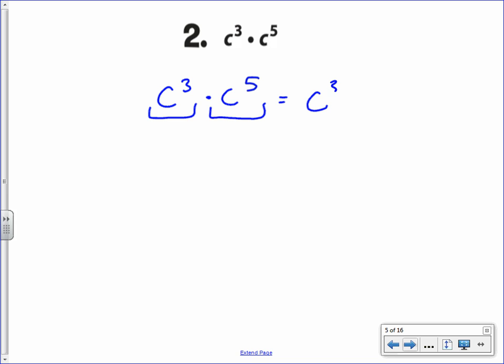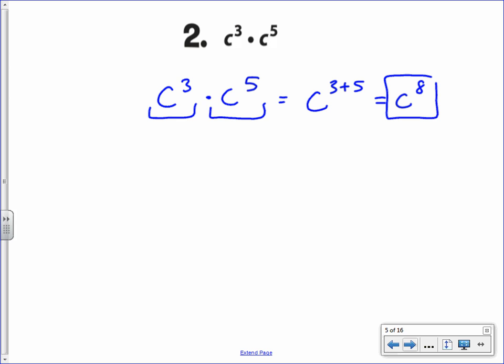So some teachers ask that you do this. Depends on what your teacher wants. Pay attention to what they're asking, not what I'm telling you to do. I just stretch it out so you can see all ways. Keep the c and add the 3 and 5, and I get c to the 8th. We don't know what c is, so I can't evaluate it any further.